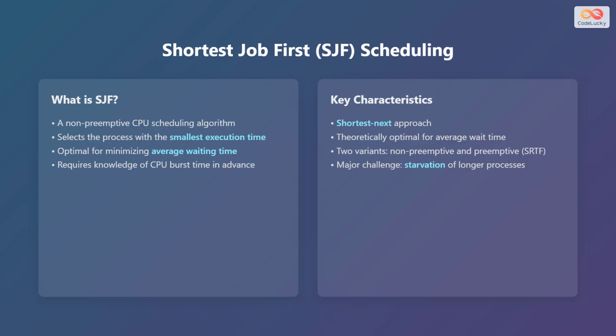Key characteristics of SJF are that it uses a shortest next approach, and it is theoretically optimal for average wait time. There are two variants of SJF: non-preemptive, which is the basic form, and preemptive, also known as shortest remaining time first, or SRTF. A major challenge with SJF is the potential for starvation of longer processes.